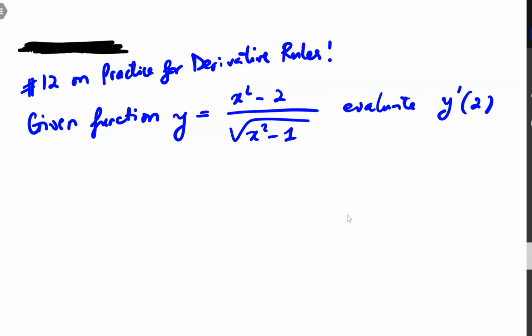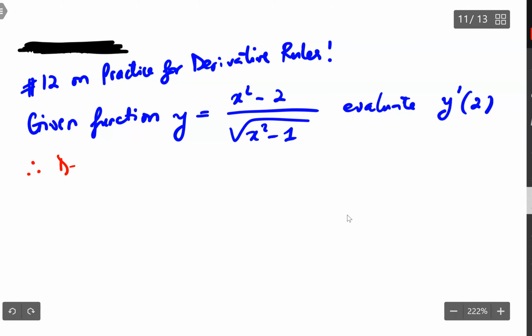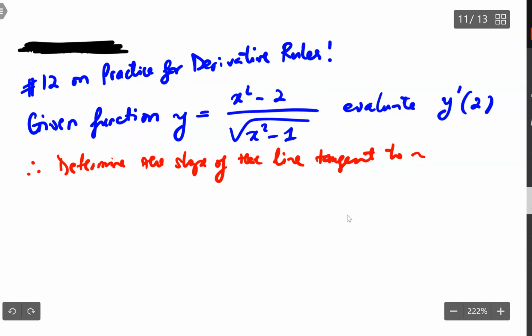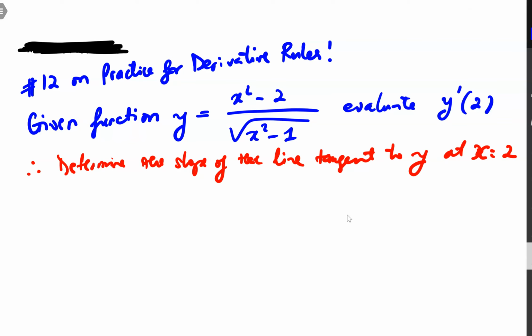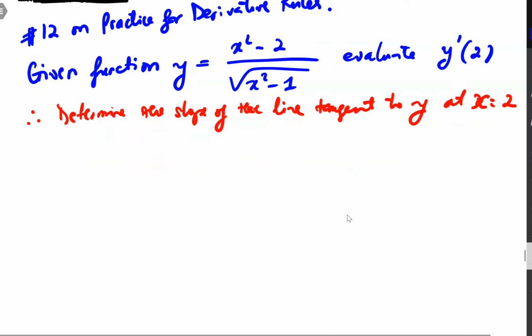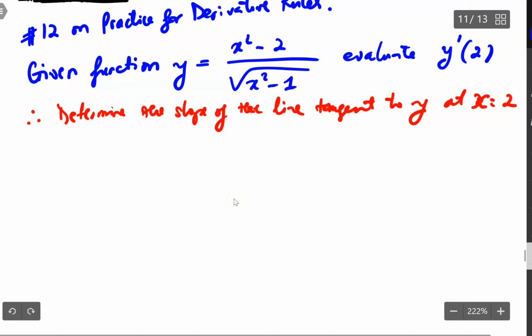So that means this question, they can ask you like this too: determine the slope of the line tangent to function y at x equal to 2. So the question can be asked like that as well, because basically when you find the derivative of a function, that means you find the slope, and if you have the value for x, then you can find the actual numerical value for that slope. Alright, so I'm going to apply the quotient rule in this case.